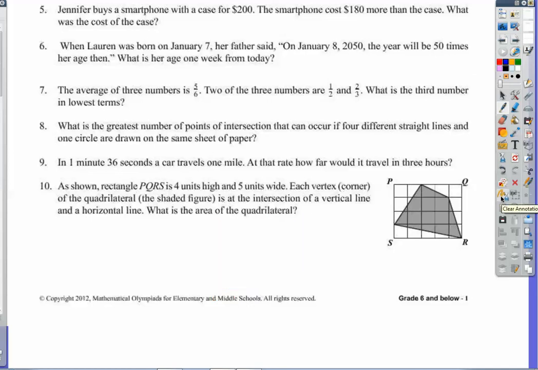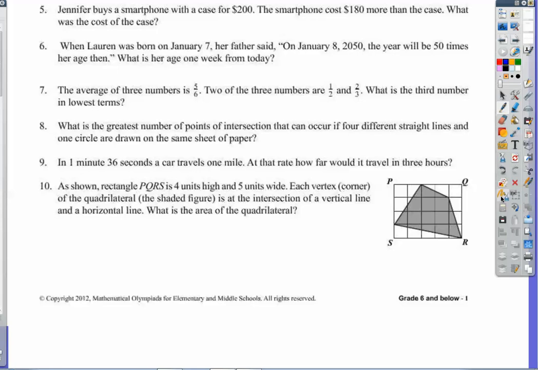Number 9. In 1 minute 36 seconds, a car travels 1 mile. At that rate, how far would the car travel in 3 hours? Well, the first thing that we need to figure out is we have minutes and seconds, and we really just want it in minutes. I mean, that would make life a whole lot easier just to have it in minutes, right?